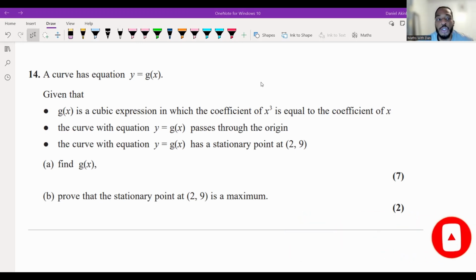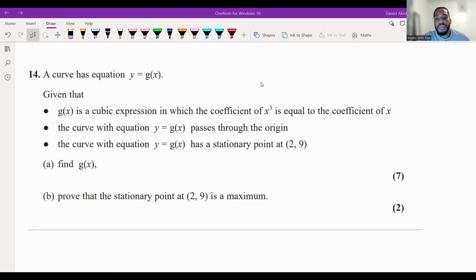It says a curve has equation y equals g of x. And it says, given that g of x is a cubic expression in which the coefficient of x cubed is equal to the coefficient of x. Second bullet point, the curve of equation y equals g of x passes through the origin. And the last bullet point, the curve of equation y equals g of x has a stationary point at (2, 9). Find g of x. That's for part A and it's 7 marks.